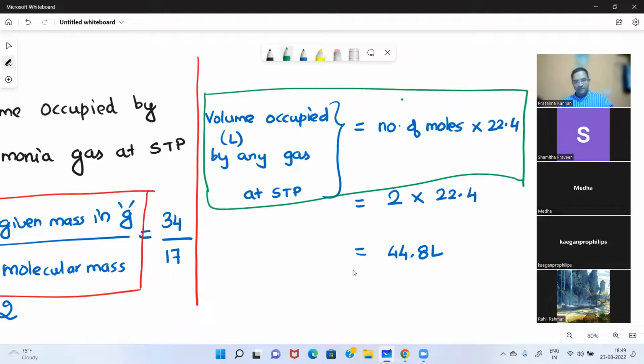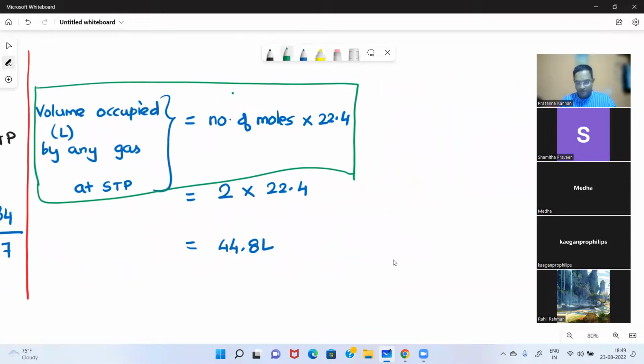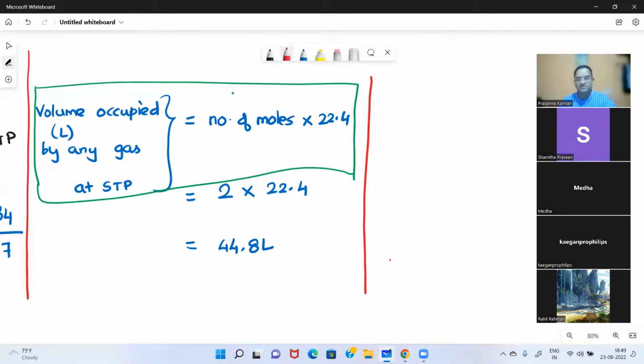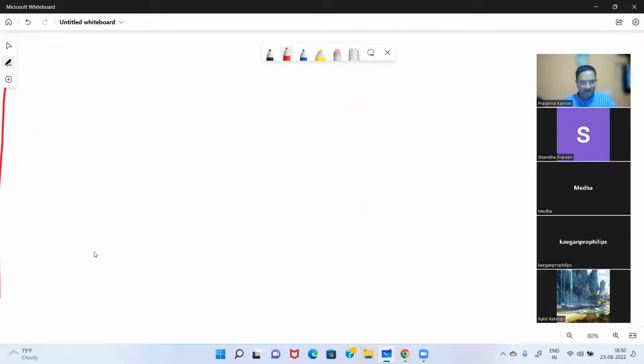Okay. I hope the basics are clear to you. This pretty much covers maximum stuff that may be needed for you to find out the number of moles or number of molecules or molar volume. We call this volume as molar volume. Volume occupied by any gas at STP is called your molar volume. 22.4 liters is your molar volume, which means 1 mole occupies 22.4 liters, right? Okay. Now, next we are going to see is mole fraction, right?